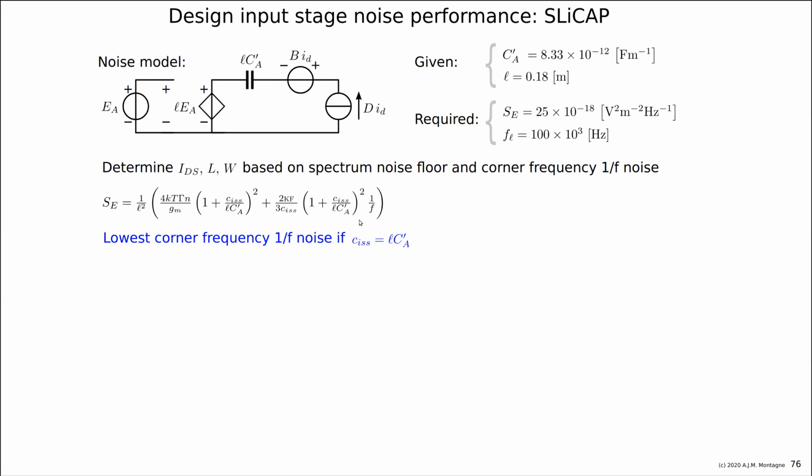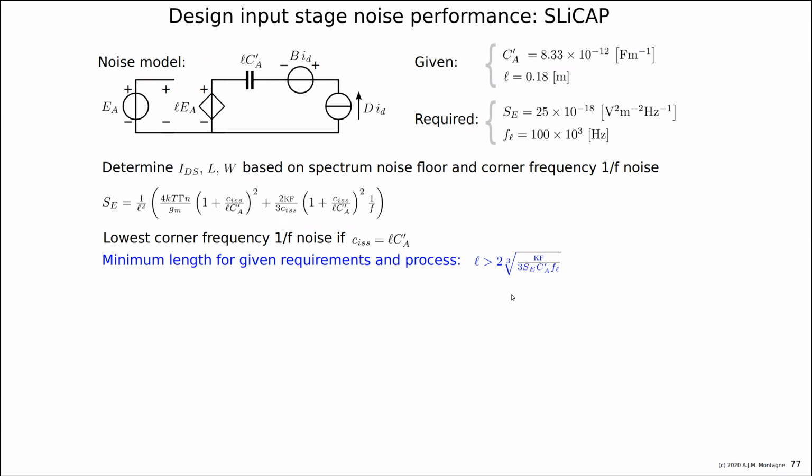And here we see that we can make the best 1 over F noise if we make the input capacitance equal to the antenna capacitance. That is the design conclusion derived from this expression. And then we can fill in the numbers, and we have 1 plus CISS divided by the antenna capacitance squared becomes 4, and we can see the floor noise and design GM. And that's exactly what we are going to do. So you can optimize it.